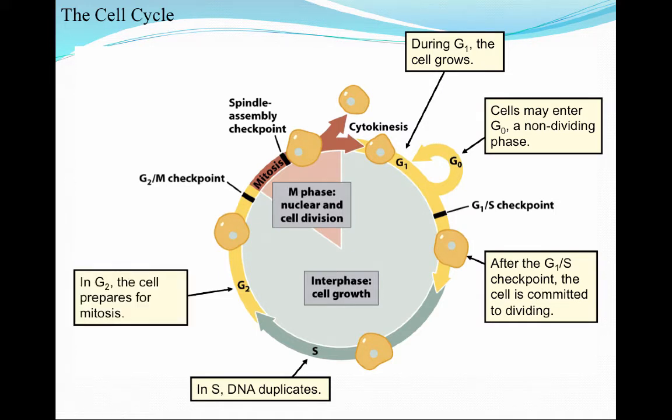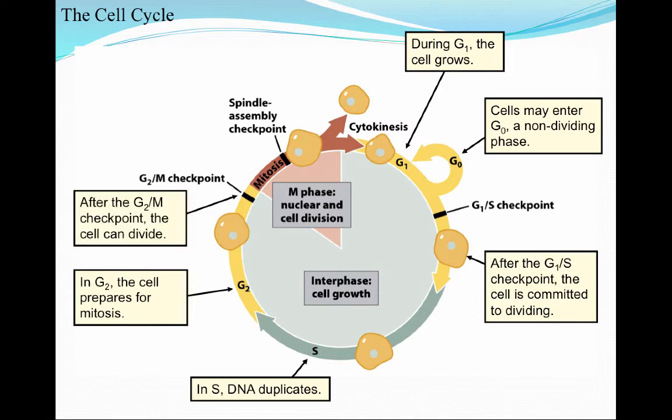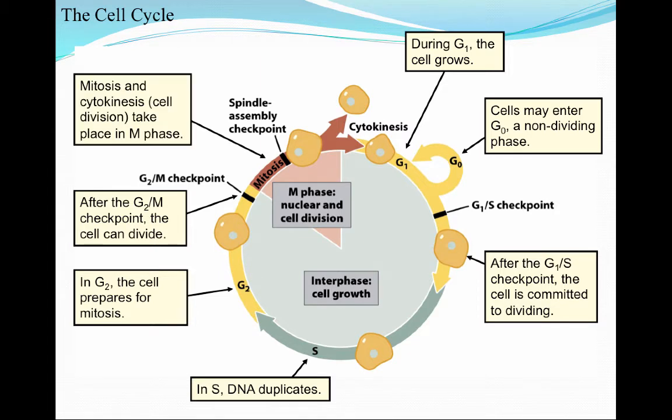Once in the S phase, it proceeds into G2, where the cell is going to prepare for mitosis. After G2, it's going to come up against the G2/M checkpoint. This is where the internal mechanisms are going to check and make sure that the cell has synthesized its DNA correctly and is able to divide. Once it passes the G2/M checkpoint, then that cell can proceed into mitosis, as well as cytokinesis. And this is what we really call the M phase.